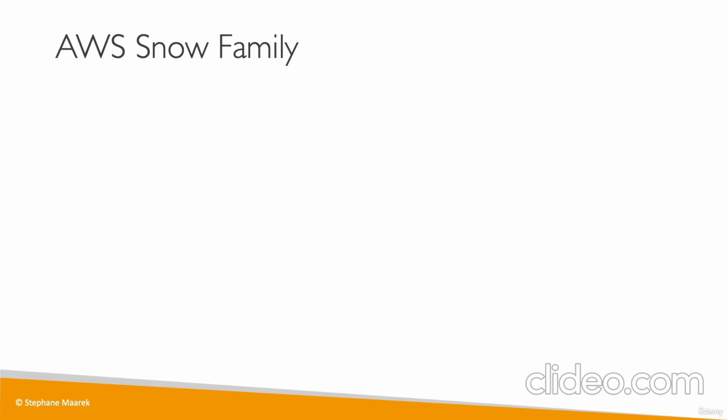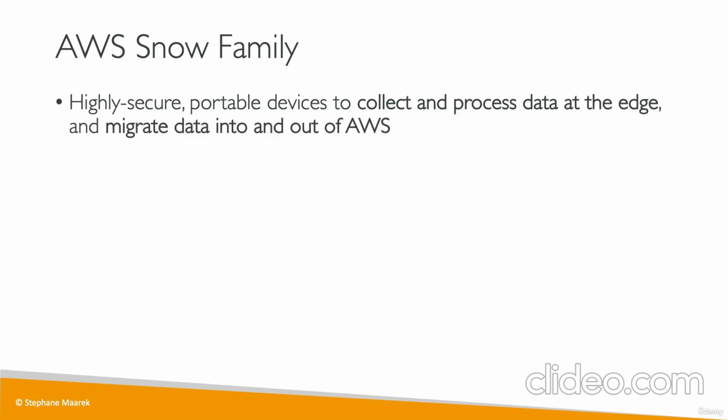So now let's talk about the AWS Snow family. So it represents highly secure portable devices that have two use cases within AWS. Either it's used to collect and process data at the edge or to migrate data in and out of AWS.